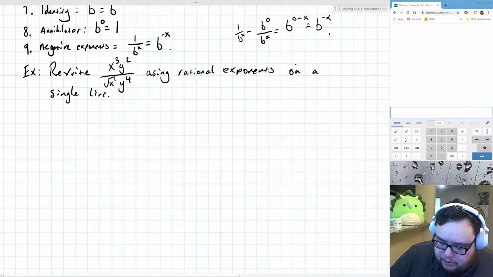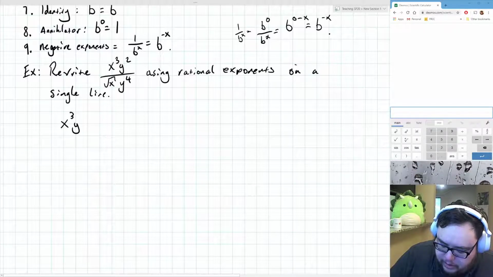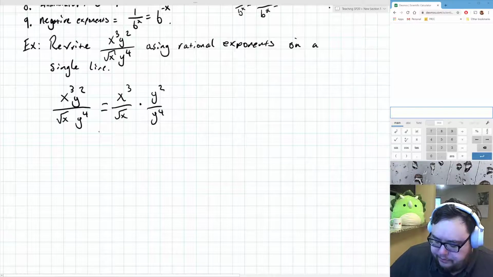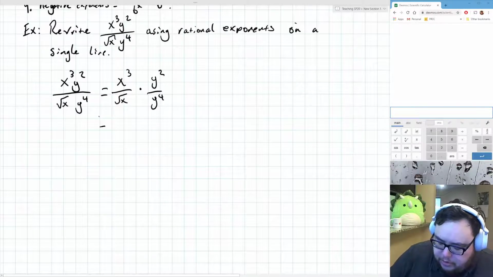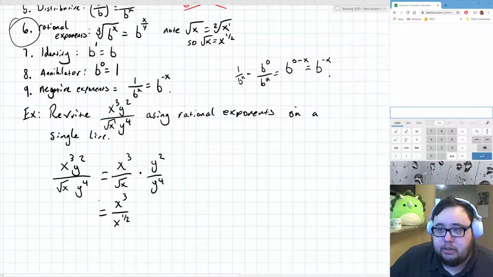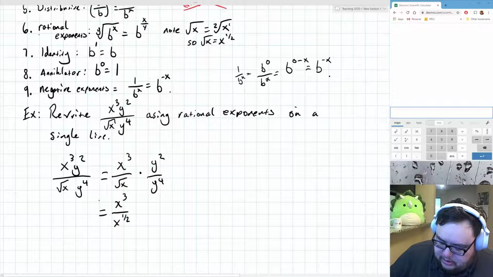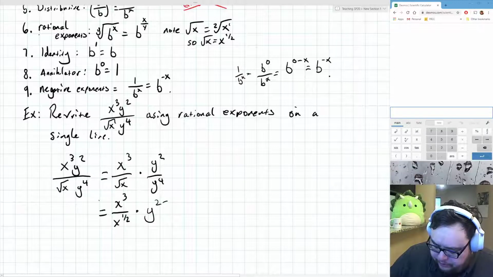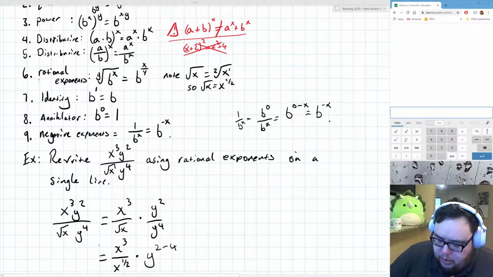Well, we sort of have two parts of this. We have x cubed y squared over the square root of x y fourth. We have the x parts and the y parts. So if we separate those out, we get x cubed over the square root of x times y squared over y to the fourth. X cubed over the square root of x is also x cubed over x to the 1/2. We're using the rational exponents property here, number 6. And then y squared over y to the fourth is y to the 2 minus 4. This is the quotient property, number 2.